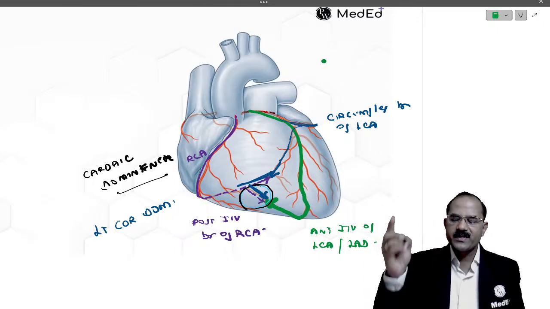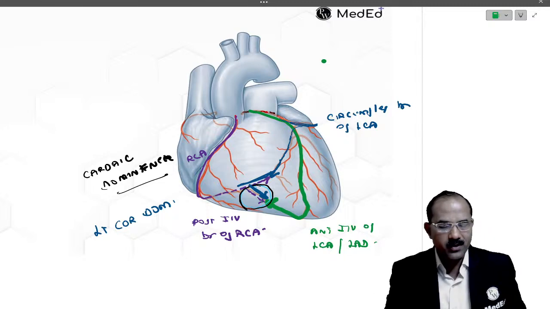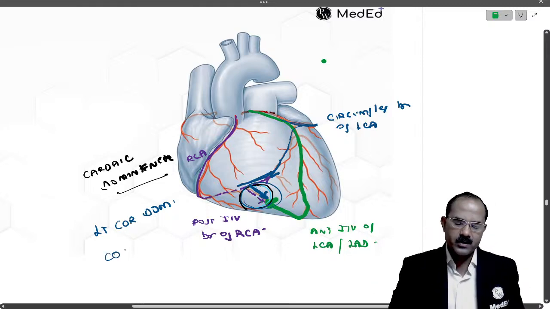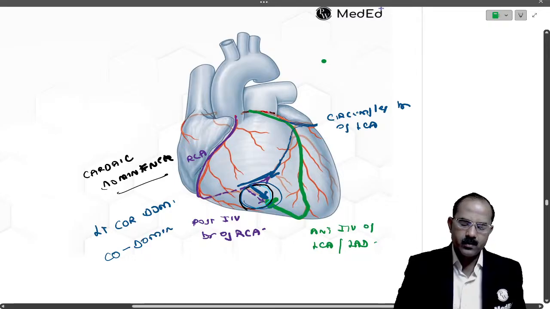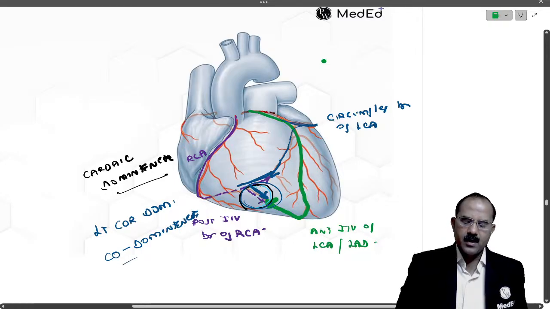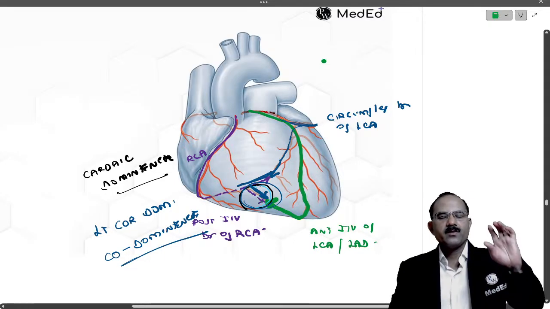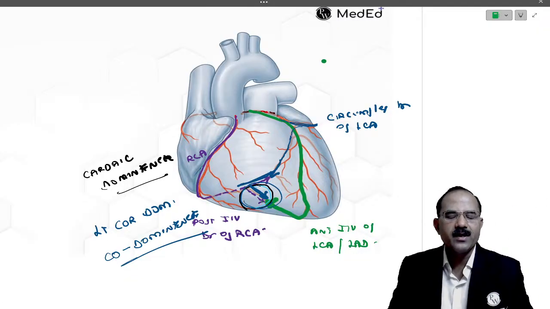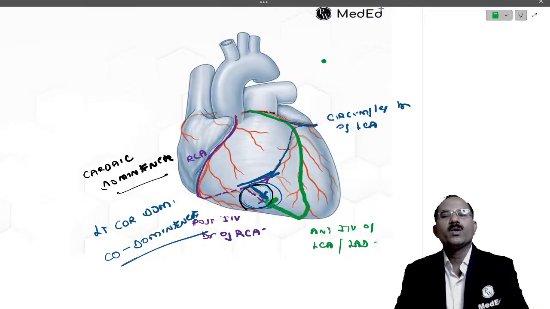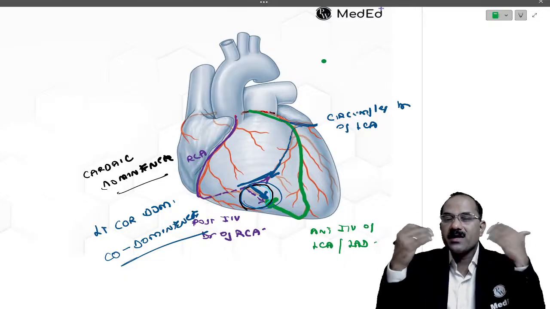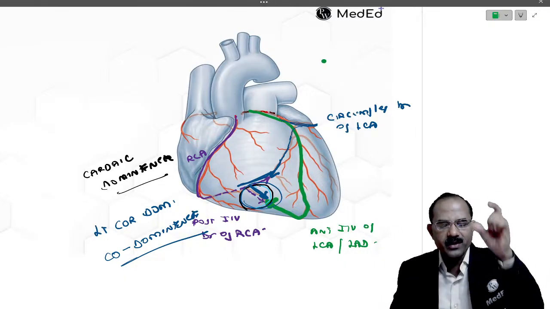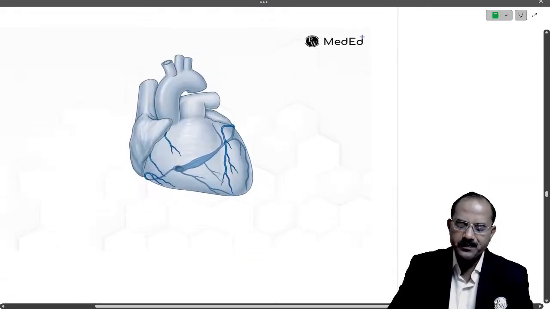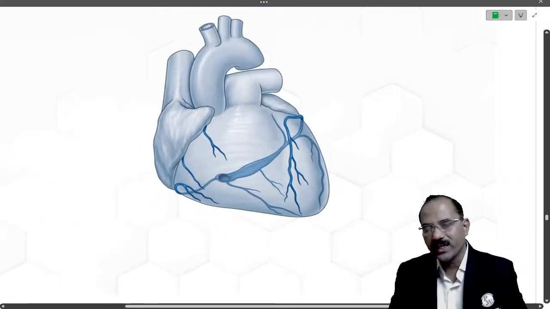Normally the posterior interventricular artery is a branch of the right coronary, that is right coronary dominance. If it is a branch of the circumflex, that's the left coronary dominance. And if there are two posterior interventricular arteries, this is what we call co-dominance. Both the right and the circumflex give the posterior interventricular artery. So who determines the cardiac dominance? The posterior interventricular artery determines the cardiac dominance. Fine. Now coming to the veins of the heart.